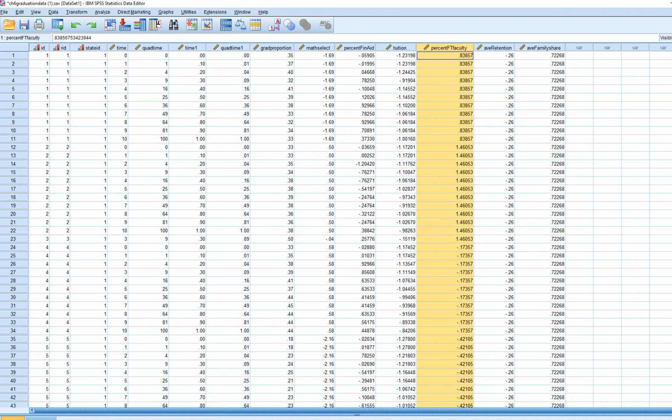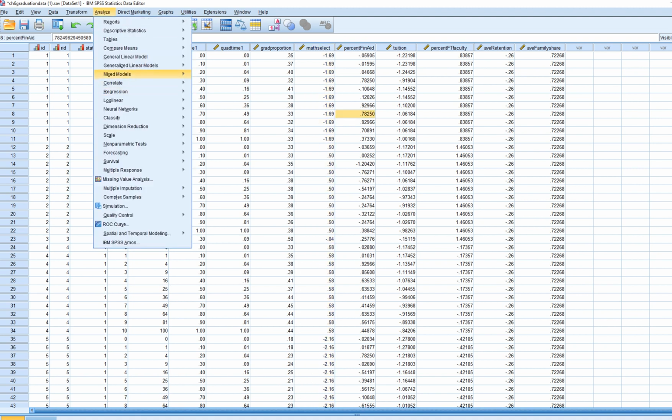So what we're going to basically address is the question of whether the selectivity of an institution and the percentage of full-time faculty have anything to do with the variation in the institution's initial status with respect to the proportion of students graduating, and also whether these two variables predict variation in the growth trajectory across institutions.